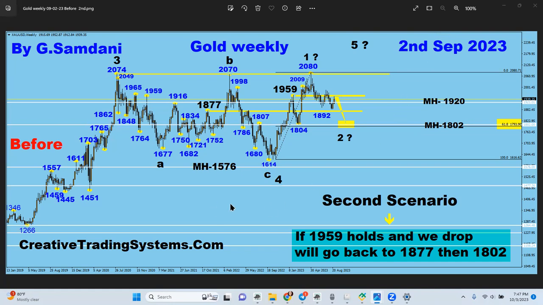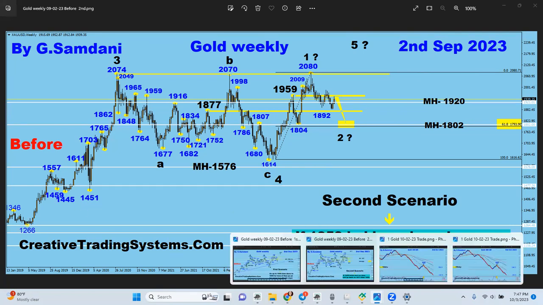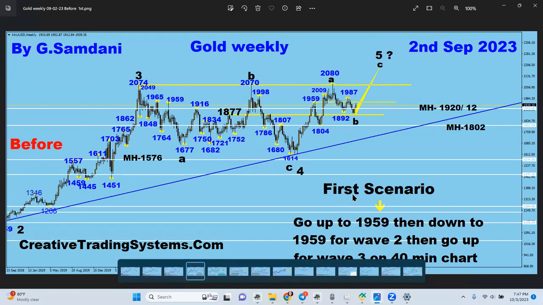So let's get started here. I made a couple of charts, the gold weekly charts on 2nd September. The first one was my first scenario. I had two scenarios, upside and downside, based on a level, which was 1959.